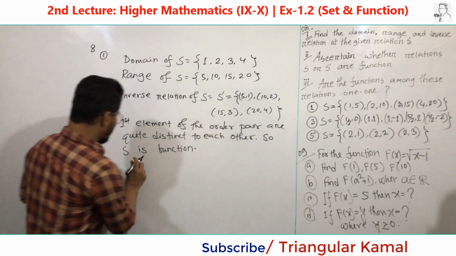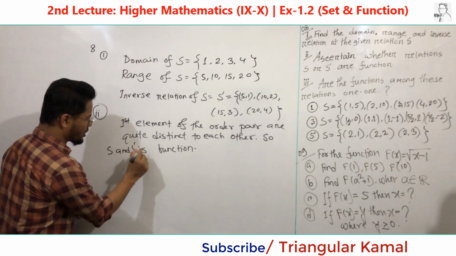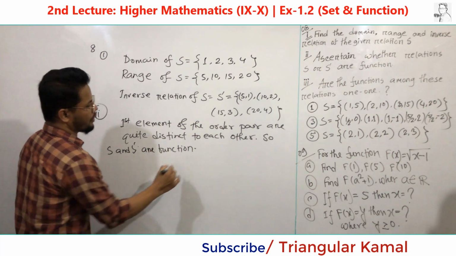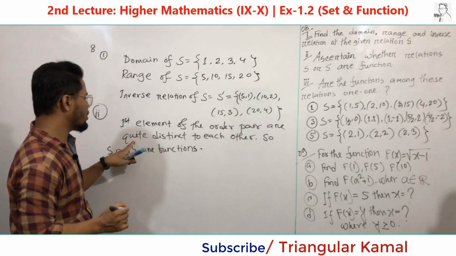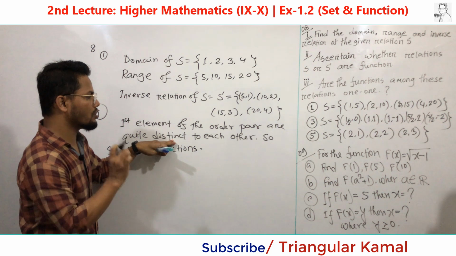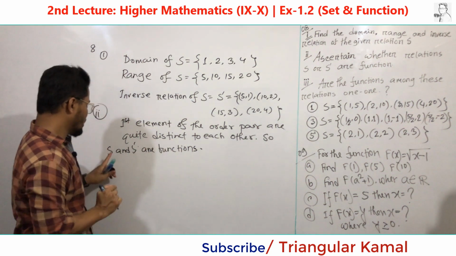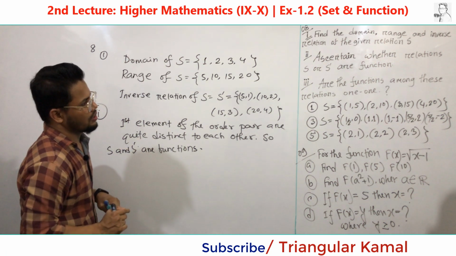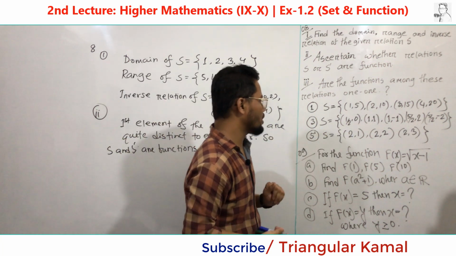So S and the inverse function S prime are functions, because the first elements of the ordered pairs are quite distinct from each other. Definitely the first elements of the ordered pairs are separate from each other, so you can use the word quite distinct. That's why we can say S and S prime are functions. And so this one will not be a function.